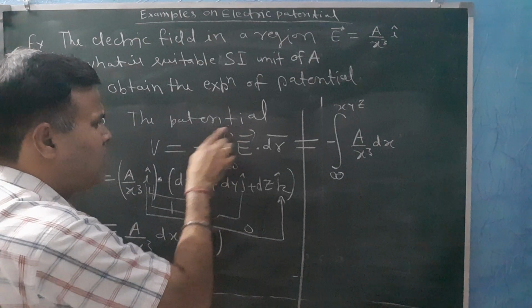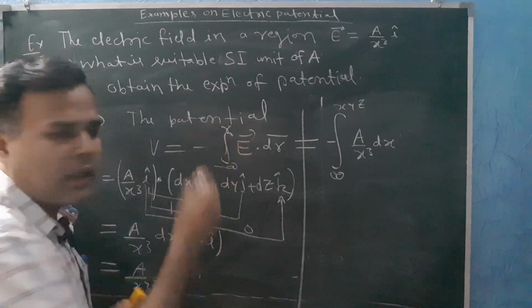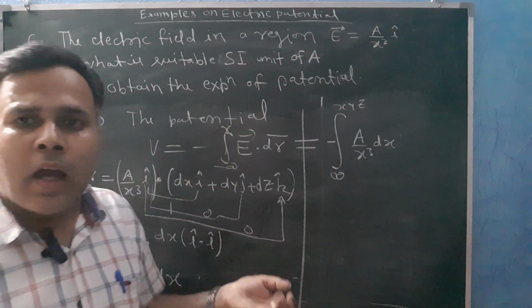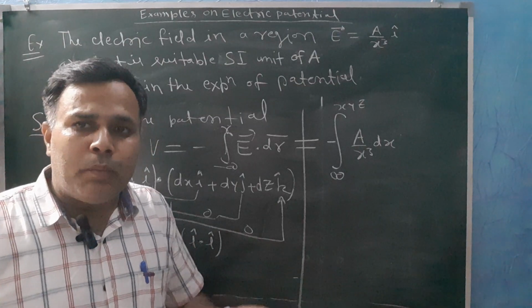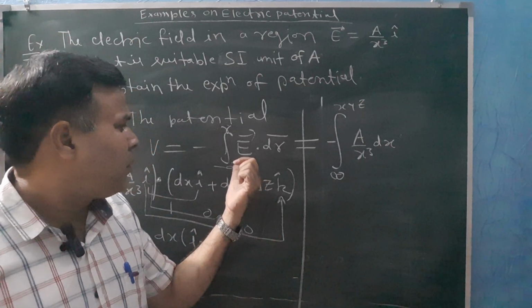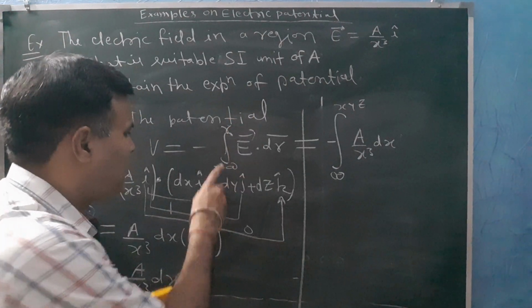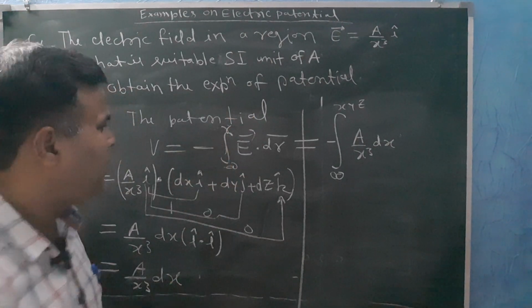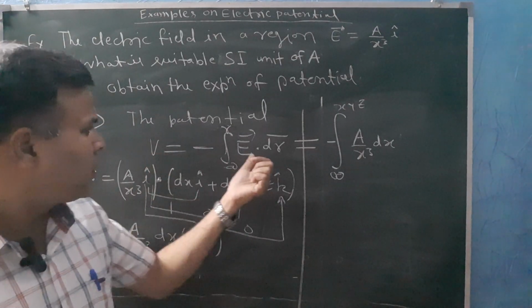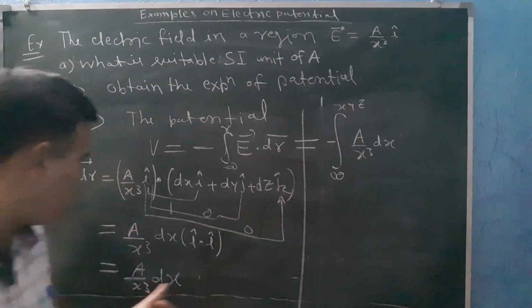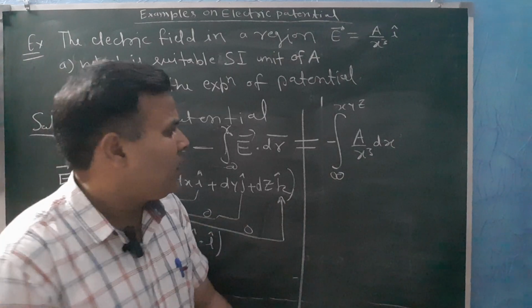We know the definition of electric potential. Electric potential at any point is the work done by the force in bringing a unit charge from infinity to a point, the reference point or point r. So this is the basic definition of electric potential, which is mathematically expressed as the integral of E dot dr. Now putting the value of E dot dr from here and evaluating the integral.